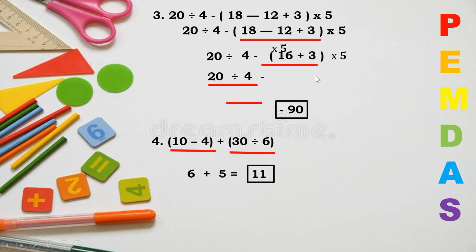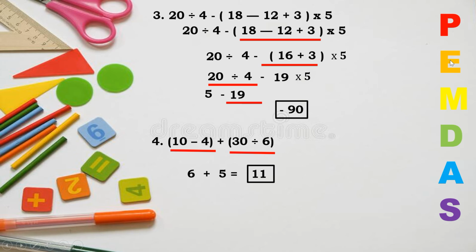Okay, 19. So, 16 plus 3 is 19 times 5. So, nauna nang bumaba yung nasa baba. So ayan. So meron na lang tayong 20 divided by 4 minus 19 times 5. So wala nang parenthesis. So ano na ang gagawin natin?